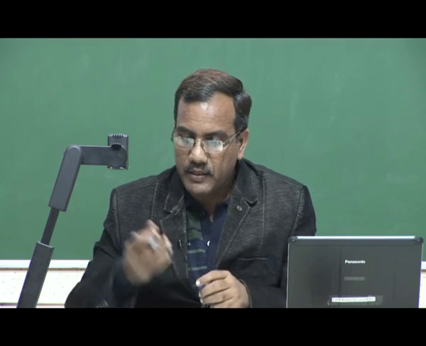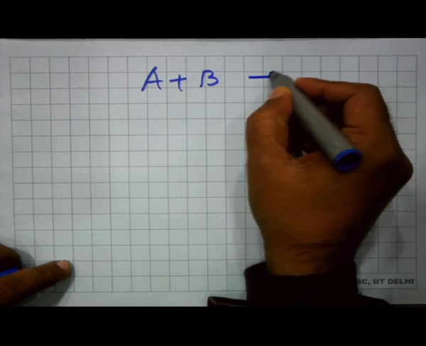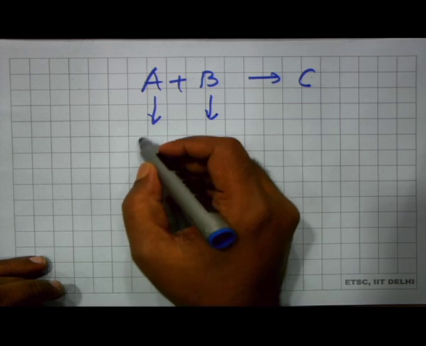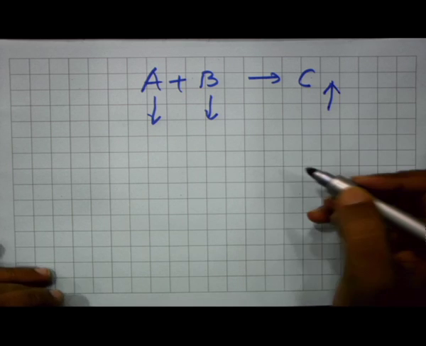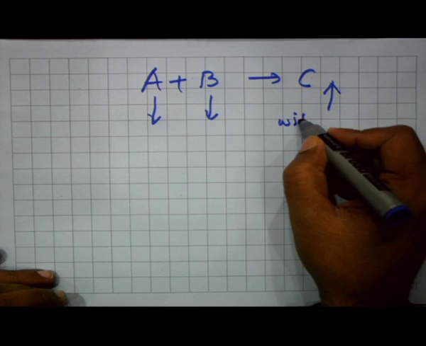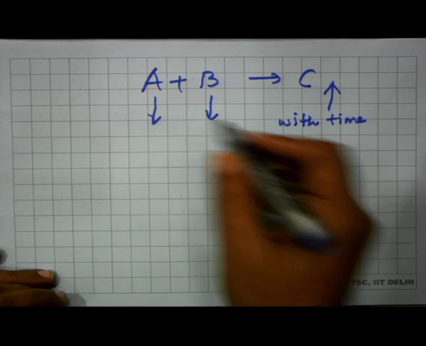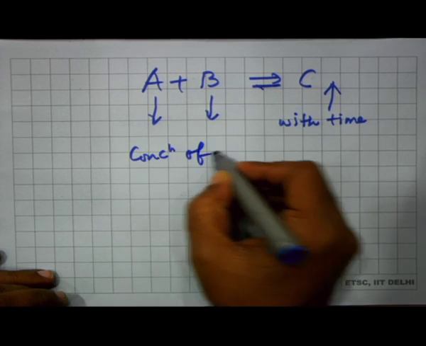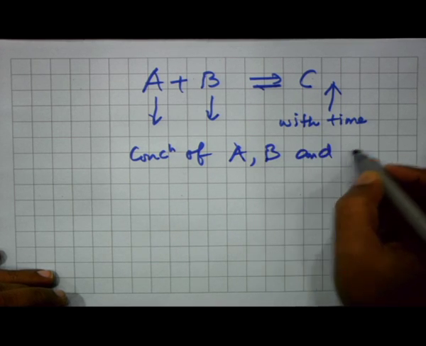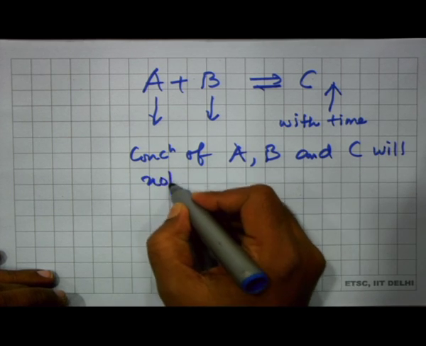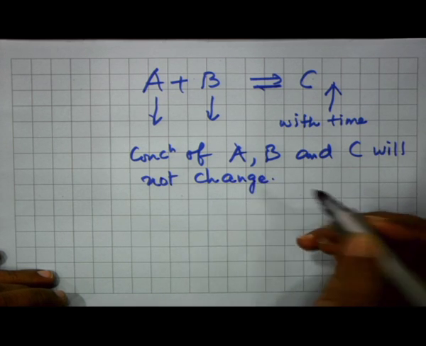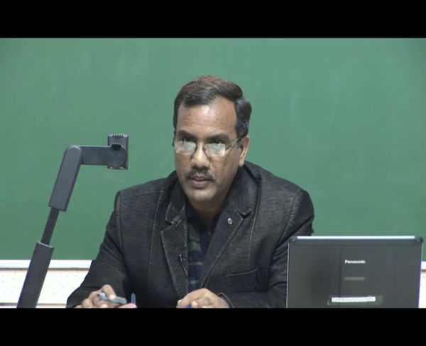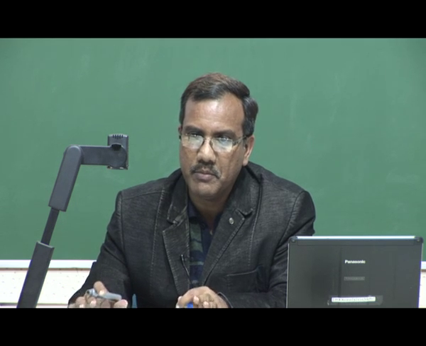Okay, so now think of another reaction, A plus B giving you C. Again you will say the same thing: initially A and B will decrease and C will increase with time, and after some time the concentrations of A, B and C will not change. It means equilibrium state is achieved. So, when the concentrations of reactants or products are not changing with time, then we say that equilibrium state is achieved.